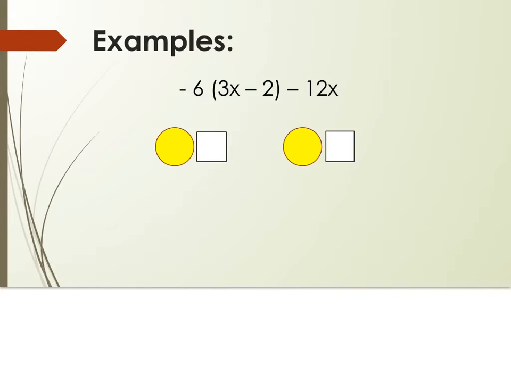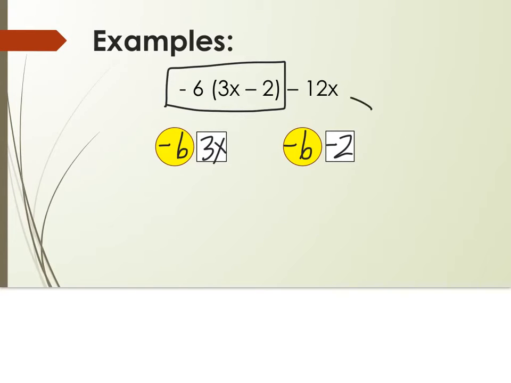In negative 6 times the quantity of 3x minus 2 minus 12x, we will need to distribute this negative 6 times the 3x and the negative 2. So the negative 6 will be shared and will be in the yellow circles. The 3x will go in the first square and a negative 2 in the second square, and we'll make sure we bring down that negative 12x so we don't forget it later on.